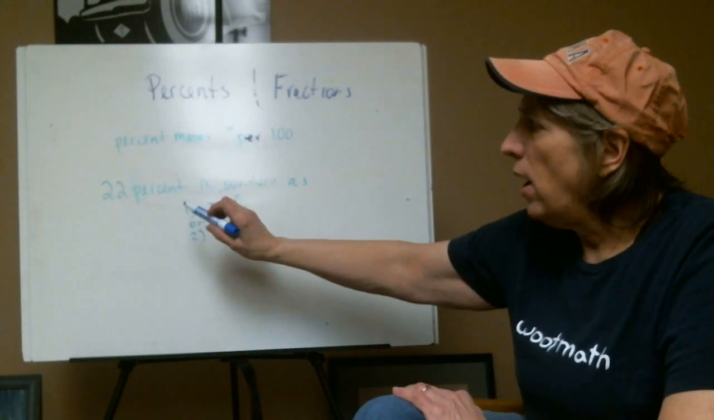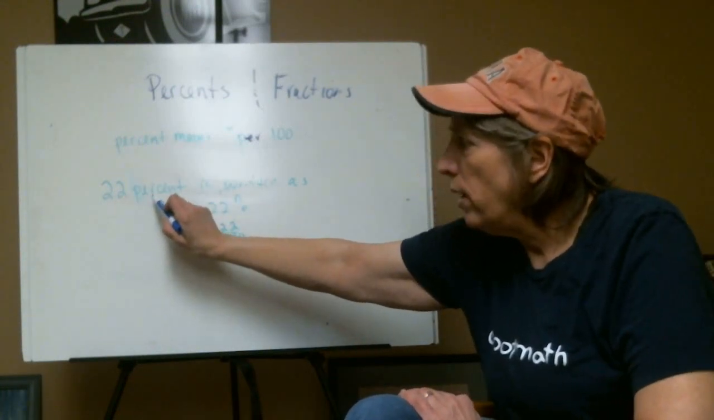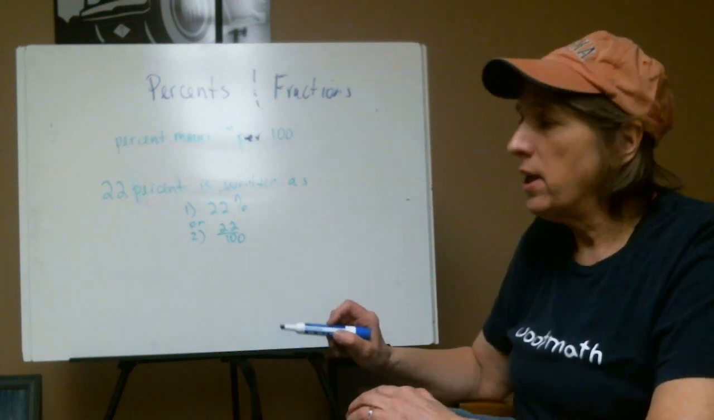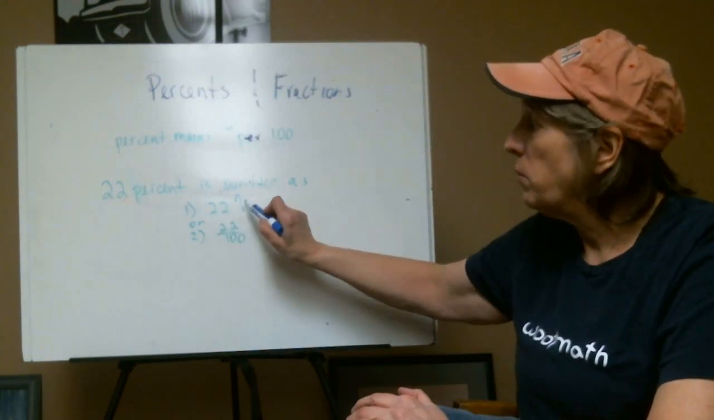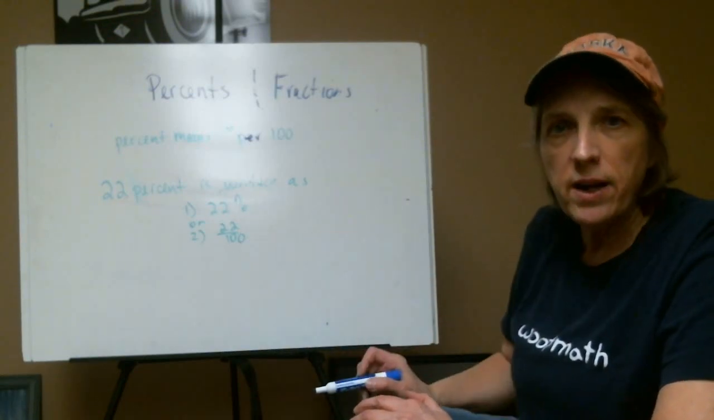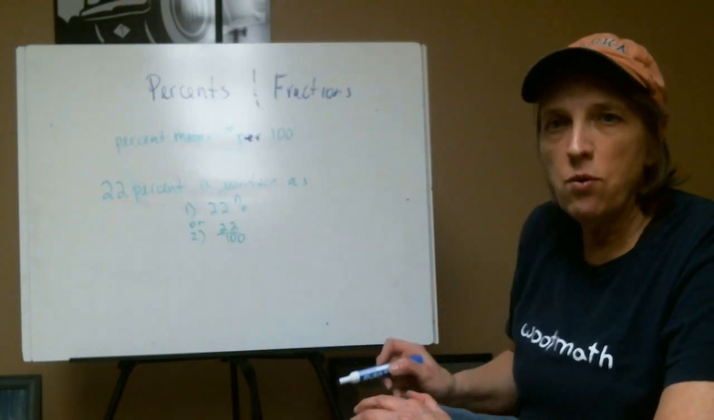So right now what we're going to do is focus on how do you write a percent. If I write the 22 and the word percent, there are 2 different ways to write that. The first is you can write it with the percent sign and write 22%, or you can write it as a fraction, 22 over 100.